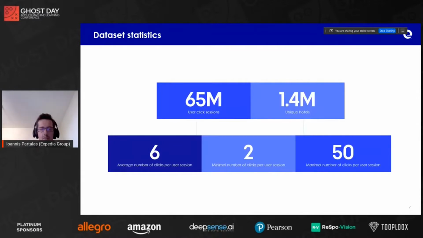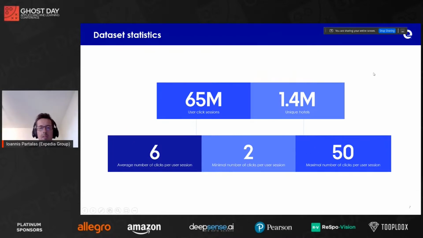So to train this model, we basically used around 65 million click sessions from users. This represented 1.4 million unique hotels. So what this means is that when we score at the end of the model, we have a target hotel in the input, and we want to get a score for the whole inventory, we score against these 1.4 million properties, right? So you can think that it's not an easy task, so you should have a very large number of labels. We have an average of 6 clicks per user session, with a minimum of 2 and maximum of 50.